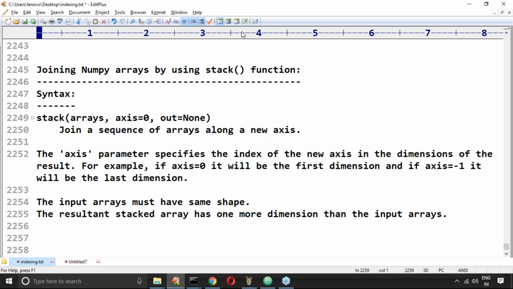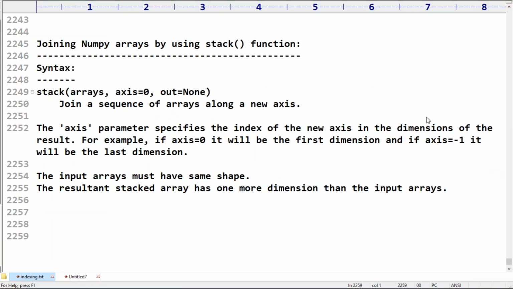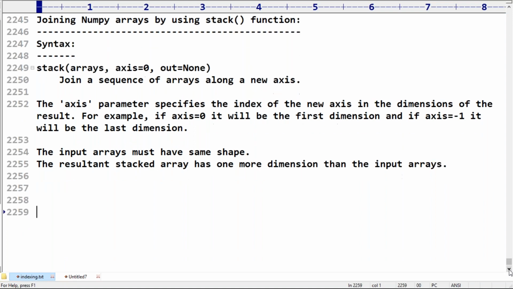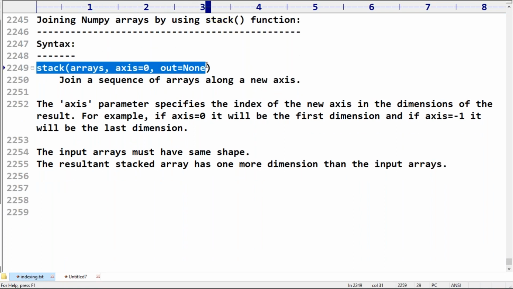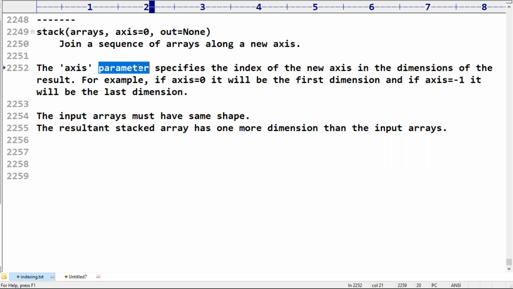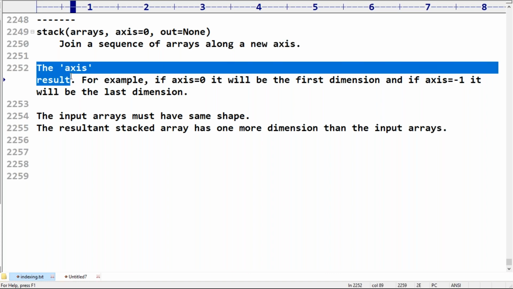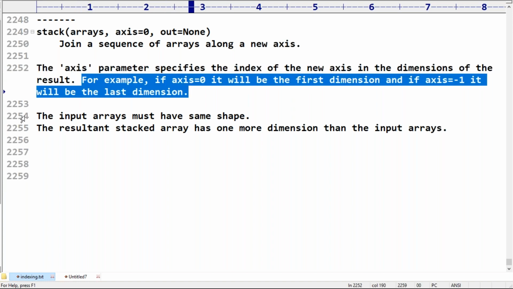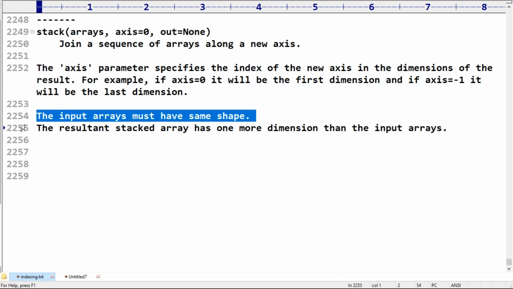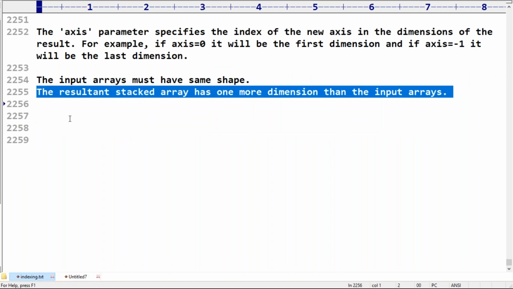Joining arrays by using the stack function: stack arrays, axis 0, out. The axis parameter specifies the index of the new axis in the dimensions of the result. It always talks about the new axis related to the result. The input arrays must have the same shape. The resultant stacked array has one more dimension than the input arrays.